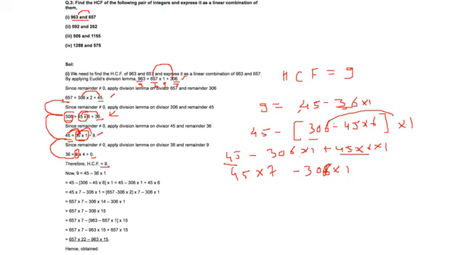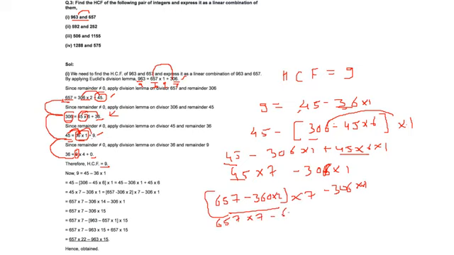But you see, where has this 45 come from? 45 has come from 657 minus 306 into 2. So in place of 45, I'll write 657 minus 306 into 2, all into 7, minus 306 into 1. Now let me expand this. This becomes 657 into 7 minus 306 into 2 into 7 minus 306 into 1.